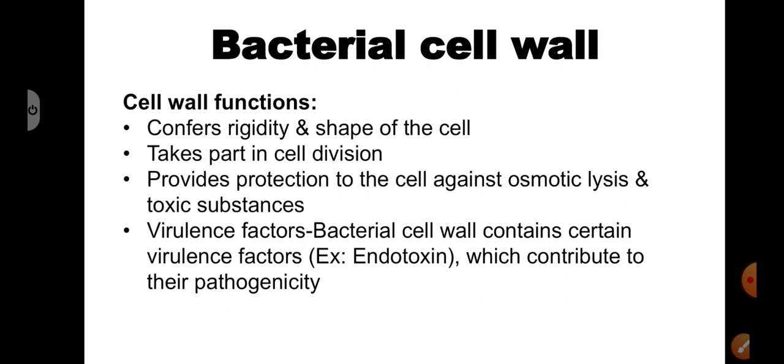It takes part in cell division and it provides protection to the bacterial cell against toxic substances and osmotic lysis. They also have virulence factors, like gram-negative bacteria have virulence factors like endotoxins in their cell wall, which protect the bacteria from the host defense mechanisms. What are these host defense mechanisms? The host is nothing but the human being. When the bacteria enters the human body, there are certain defense mechanisms working to kill the bacteria. So the presence of these virulence factors protects the bacteria and causes damage to the human body.